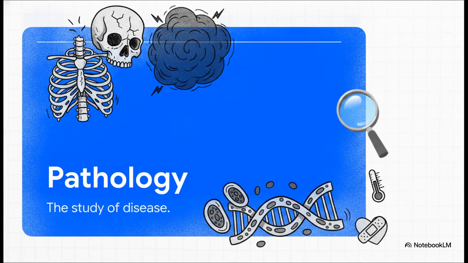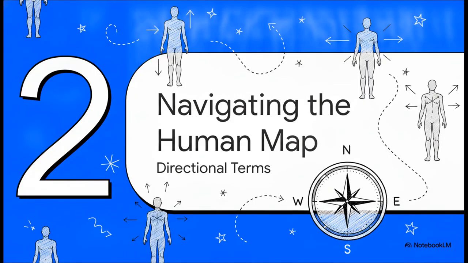And then we have pathology, which brilliantly illustrates what happens when the map breaks down. It's rooted in the Greek word pathos, which translates to suffering or experience. So pathology is literally the study of disease. It's what happens when the structures of anatomy or the functions of physiology go wrong and ultimately cause the organism to suffer. Moving on to Section 2, Navigating the Human Map, focusing on directional terms.